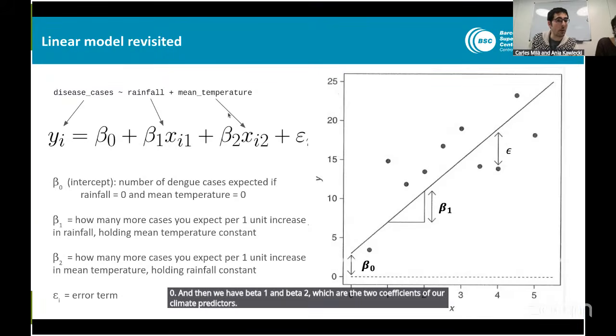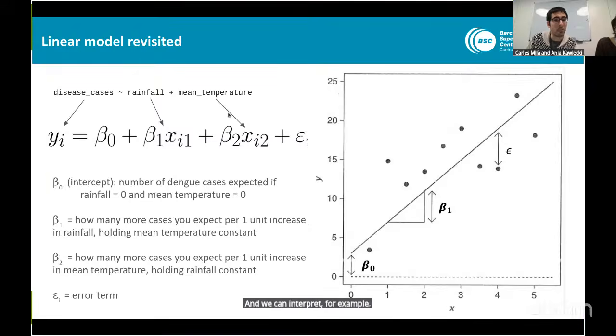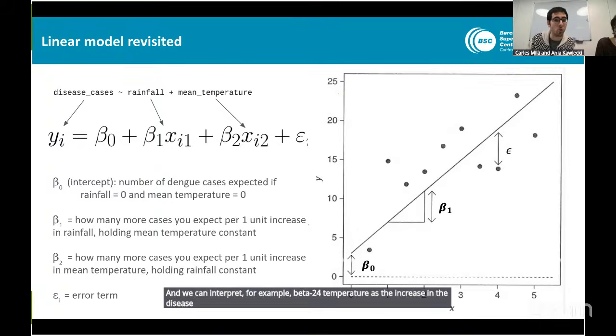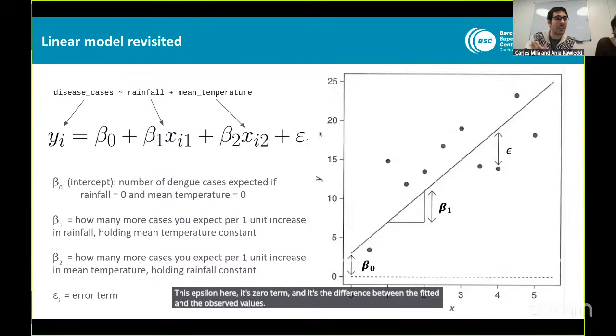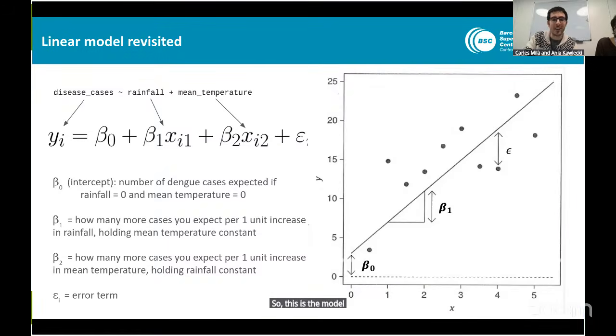And we can interpret, for example, beta 2 for temperature as the increase in the disease cases for 1 unit increase in temperature, keeping all else the same. This epsilon here is the error term, and it's the difference between the fitted and the observed values. So this is the model that you have worked with so far.